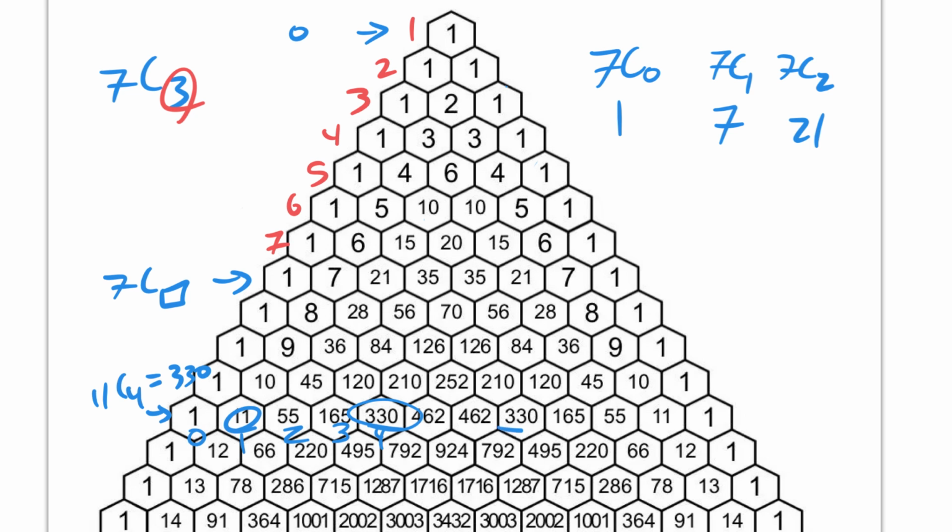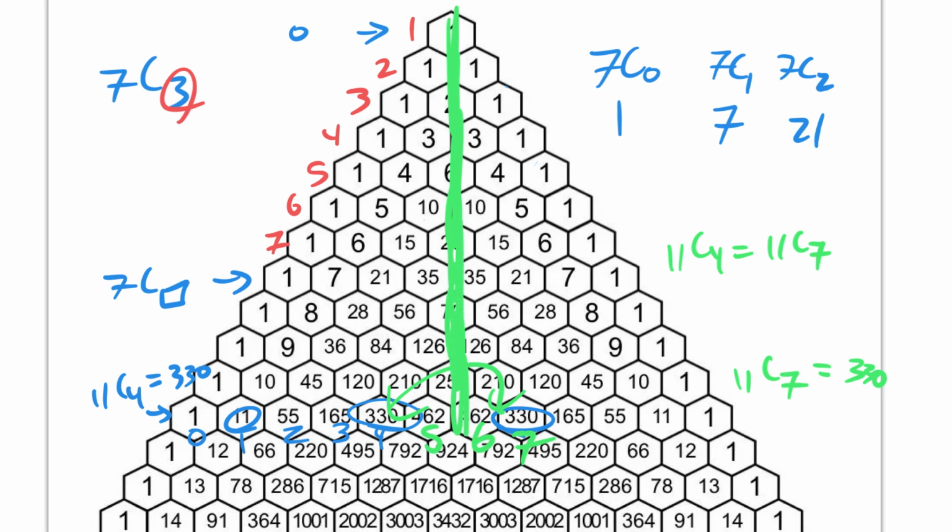And it's interesting that there's another 330 over here. This would be 11C0, 1, 2, 3, 4, 5, 6, 7. 11C7 should also be 330. 11C7, yep, that's 330 as well. So if you notice, 11C4 equals 11C7. They're kind of like mirror images of each other on the triangle. If you were to imagine a giant mirror down the middle here, everything on either side is a mirror image. We can see it visually, and we can also see how it works out with the math.